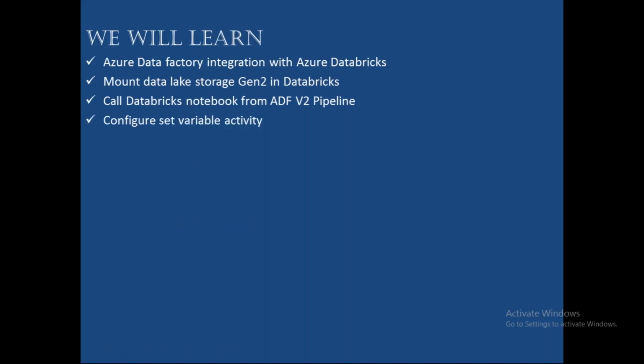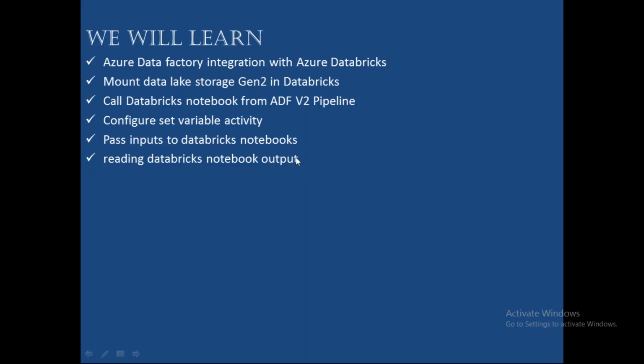Then we will see how to configure the set variable activity. Basically, I'm going to use the set variable activity to set what date you want to send. You can also generate a dynamic date here. Once we generate some date, I will pass that date to my Databricks notebook, that is, pass input to the Databricks notebook. Then we are going to see reading the Databricks notebook output.